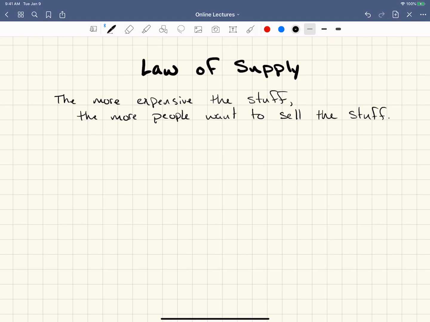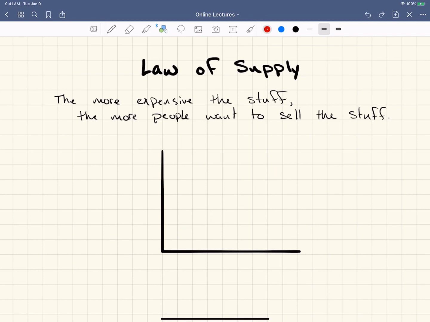Now remember, this is opposite of demand because this is a direct relationship, right? Law of demand was indirect, which said the more expensive the stuff, the less people want to buy it. But here, the more expensive the stuff, the more people want to sell it. So if we were to chart this out on a curve, which we will, okay, this would look like this.